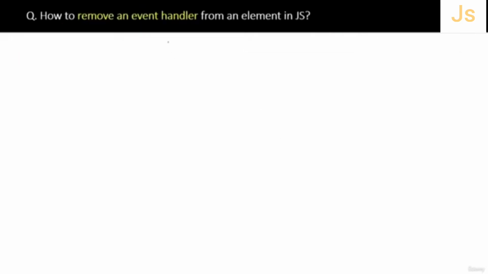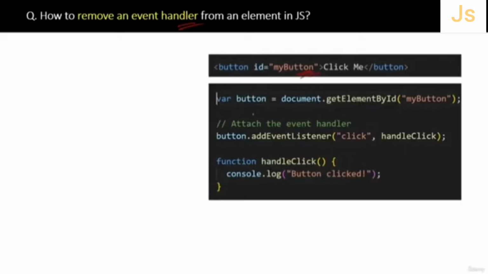How do you remove an event handler from an element in JavaScript? Suppose we have a button element on our web page, and then we are getting the reference of the button and attaching the event handler to it. And here is the handleClick function. Basically, we have attached the event handler to the button event, right? But maybe at some point in our application, we do not need the event handler to be fired. We do not want to fire the event on this button click. At that point, we have to remove the event handler.